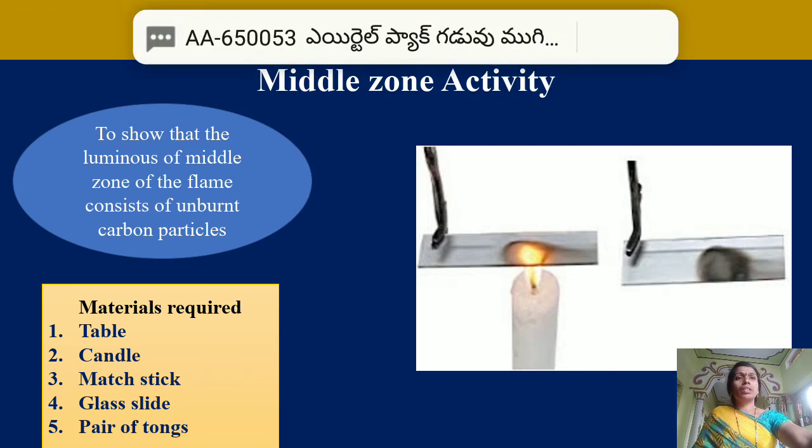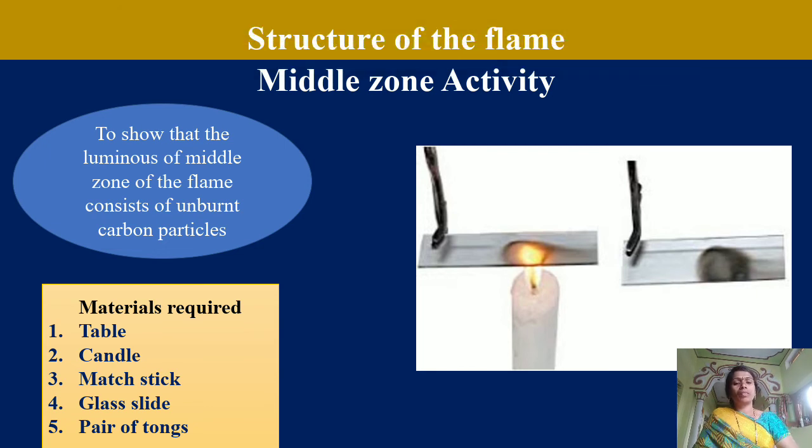Children, see this picture and observe carefully. Take a candle, place it on a table, and light the candle with the help of a matchstick. Introduce a glass slide into the luminous zone of the flame with the pair of tongs. Hold it for 10 seconds and remove it. We can observe the glass slide. See here, you can see the black ring. So we can see that the luminous flame consists of unburnt carbon particles. Okay, this is the middle zone activity.